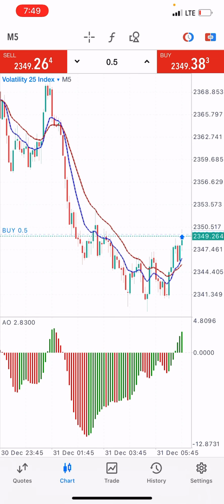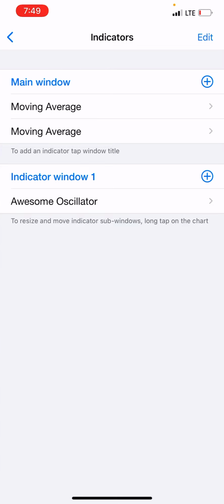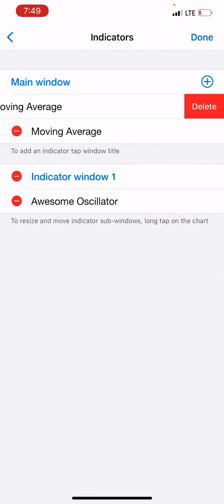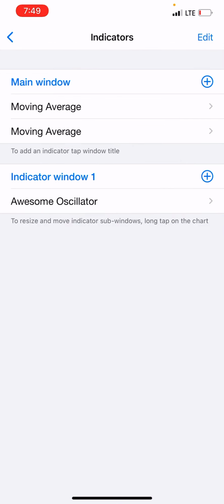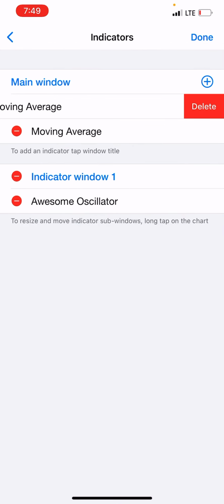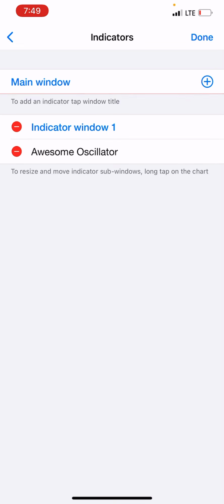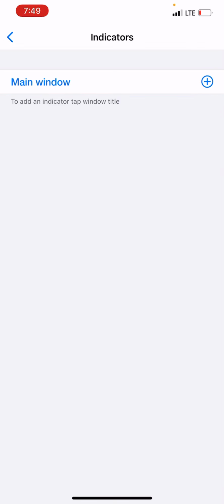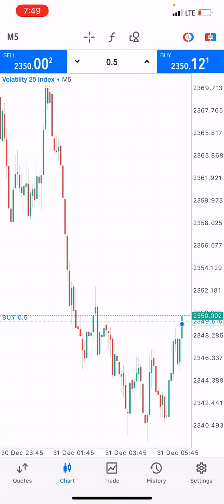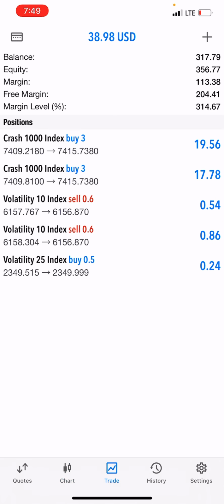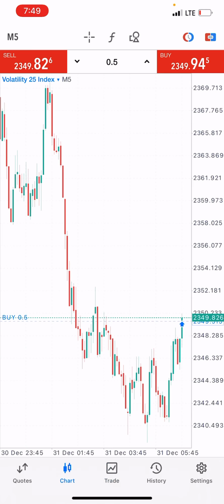Let me clean the indicators. Let me delete everything so we can set it together. So guys, this is a moving average, I'm deleting it right now. The first indicator we need for this strategy, you can see the chart is clean now. So let's set our indicators for this strategy.